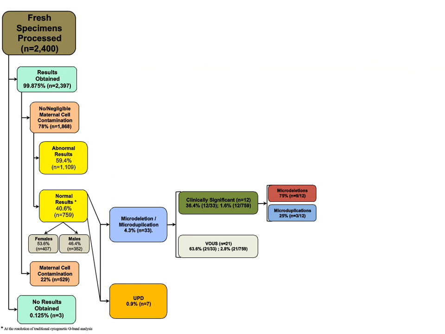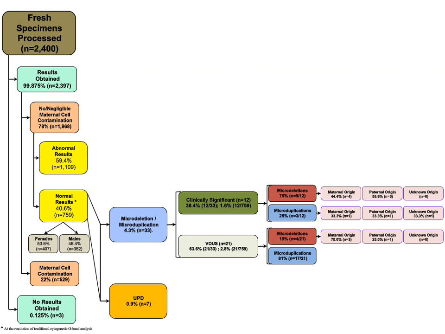Variants of unknown significance were found in 21 cases, representing 63%. And the majority here is actually a reverse of the clinically significant ones, with the majority being microduplications at 80% and microdeletions in just under 20%. The parental origins, again, these numbers are very, very small. What did seem to show some type of trend was the microduplications in the variants of unknown significance, with 14 out of 17 being maternal in origin. But again, these numbers are relatively low.